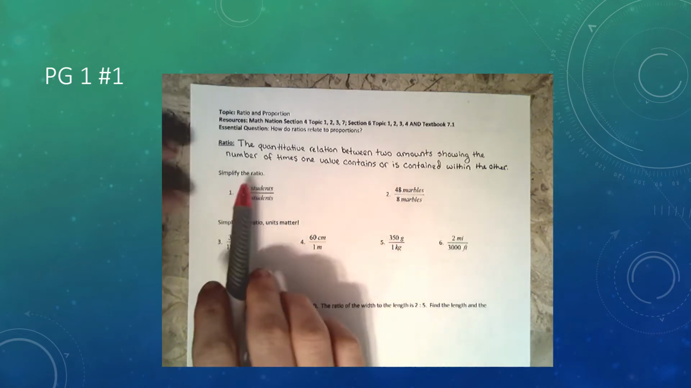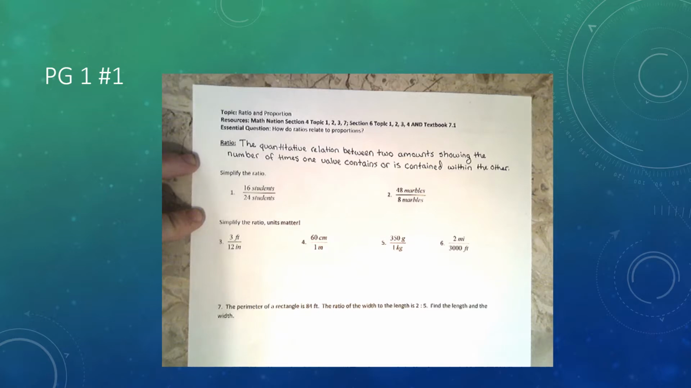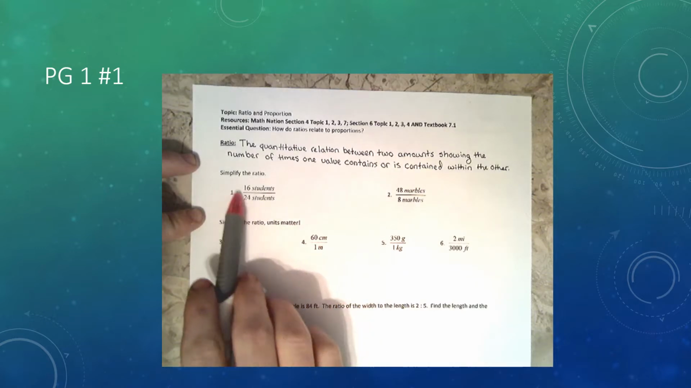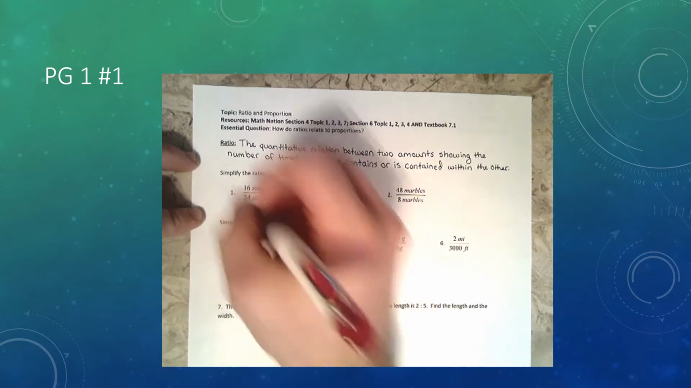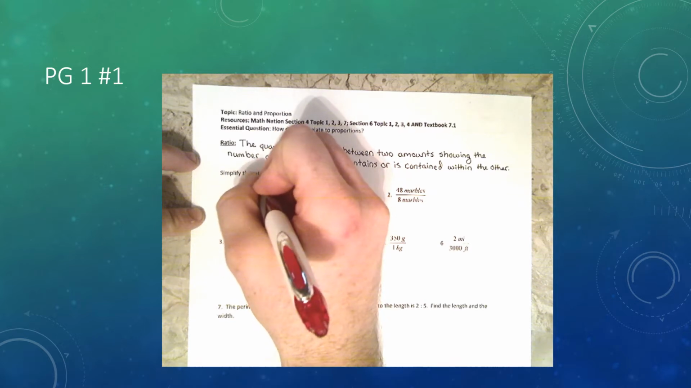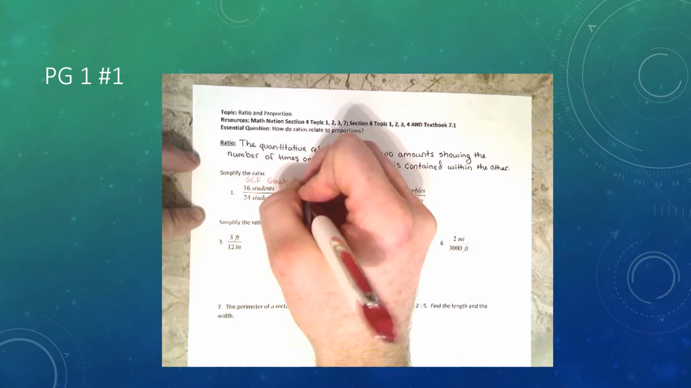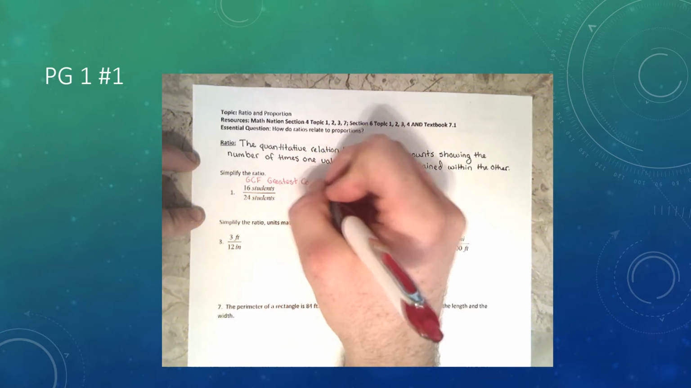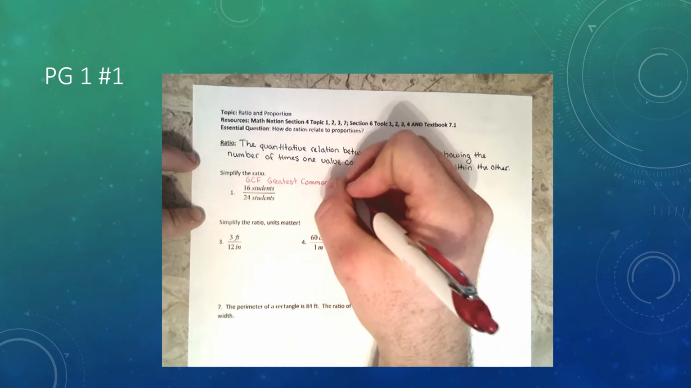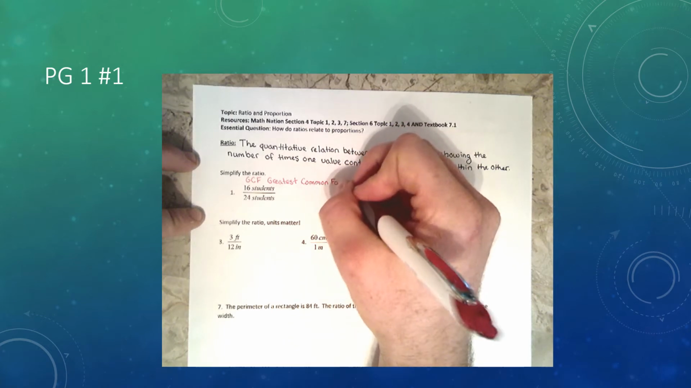All right, so for number one, it's saying to simplify the ratio. The ratio they gave us is 16 students over 24 students. Now, both of them say students, so the units are good, but what we are going to do to simplify it is actually do the GCF. That is the greatest common factor. So trying to figure out the biggest number that can go into both.